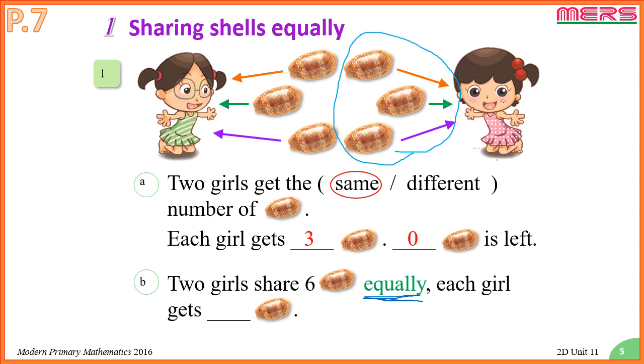What does it mean by equally? If this girl gets 1 shell, then the other girl should get 1 shell. If this girl gets 2, the other also needs to get 2, which means they have to share equally. They have the same number. So each girl here gets 3 shells for this question.